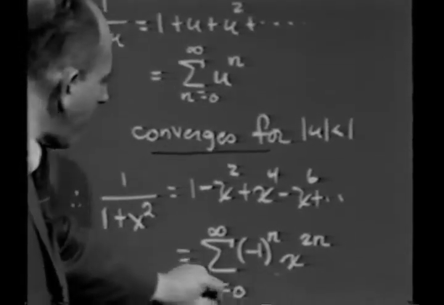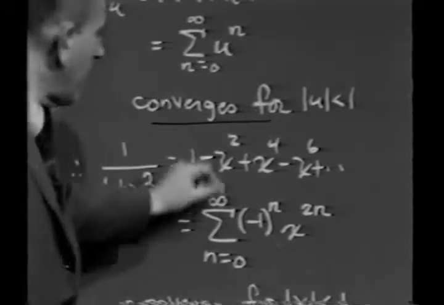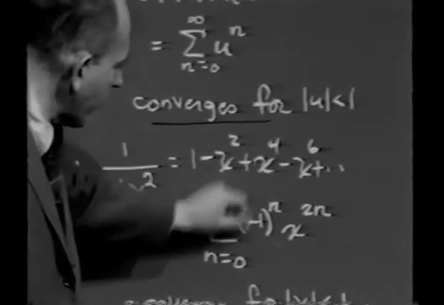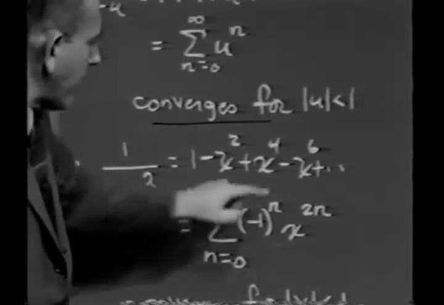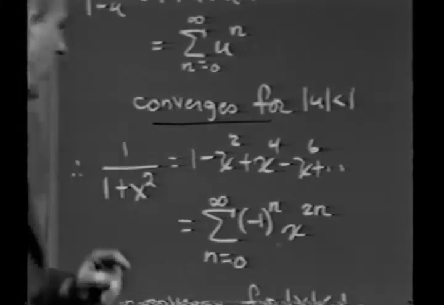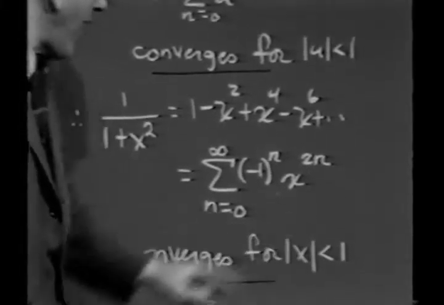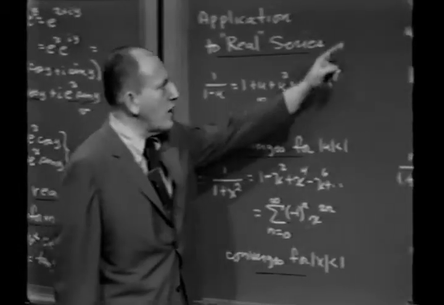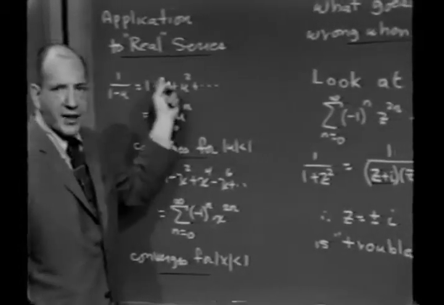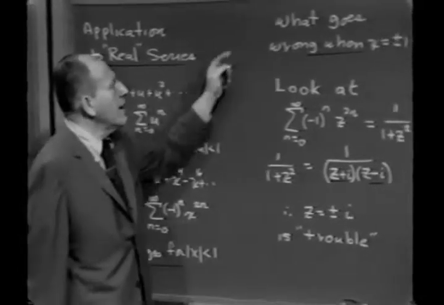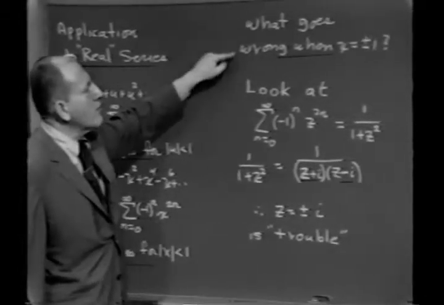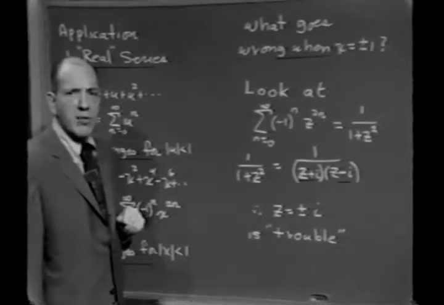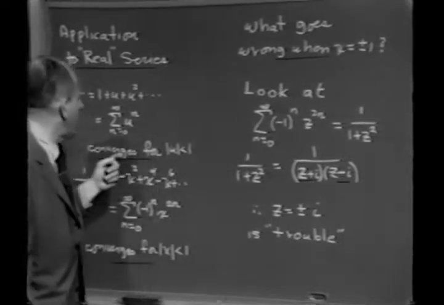In other words, summation n goes from 0 to infinity. I want my signs to alternate with the first one being positive, so I put in minus 1 to the n, x to the 2n, and that converges for the absolute value of x less than 1. Now let me just focus my attention on a question for you here, and I'll come back to this. What goes wrong when x equals plus or minus 1? You see, let me show you what I mean by that.